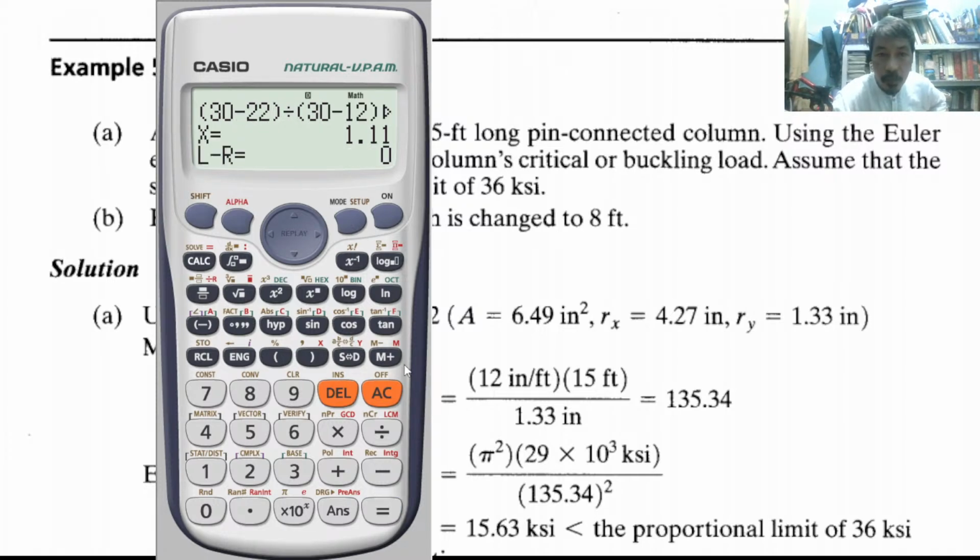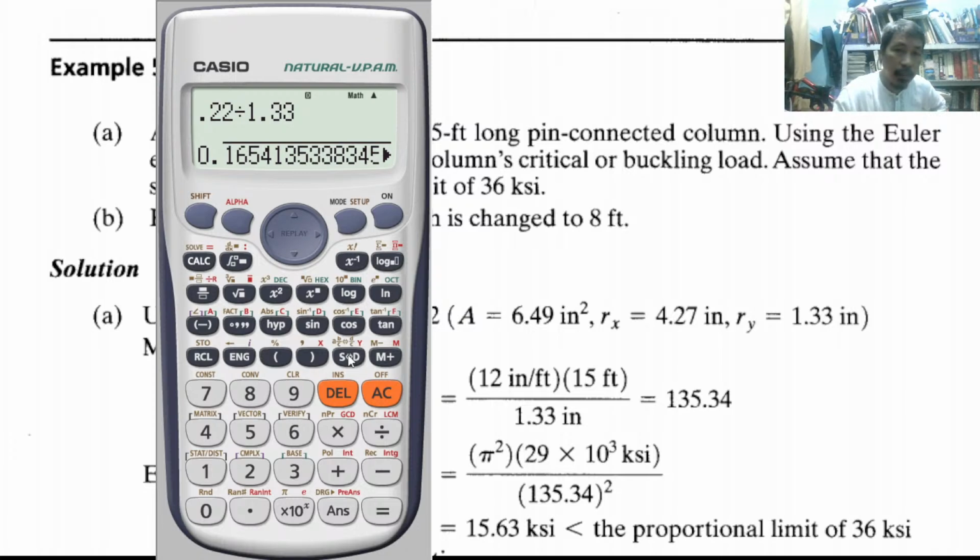Regular section, C channel, W section is a regular one, pipe or round HSS to be a regular section. 0.2 divided by 1.33 is our error. How much is our error? This is a large error, a very large error. This is 16% error.